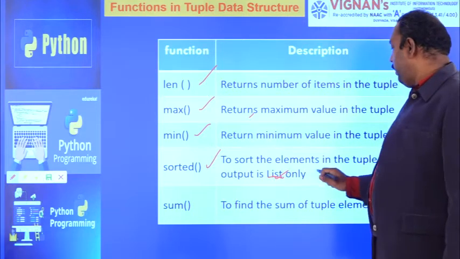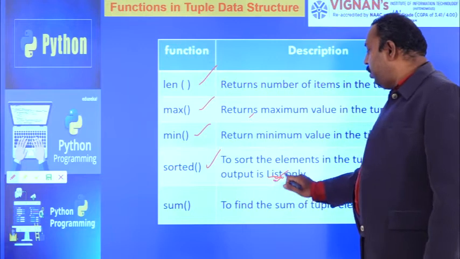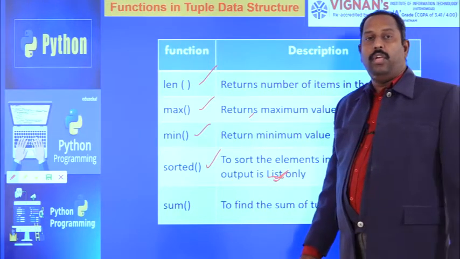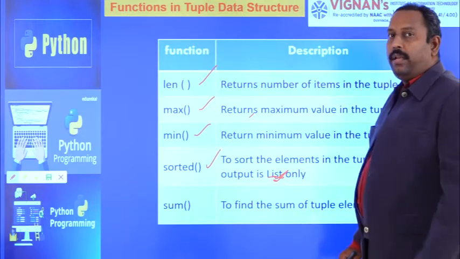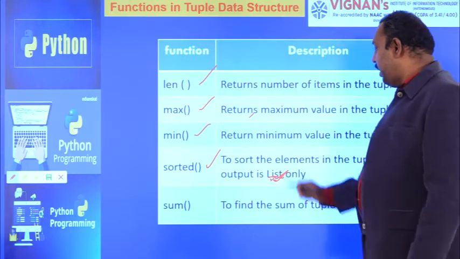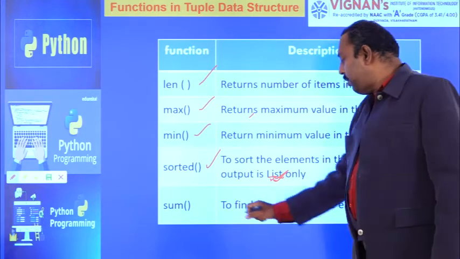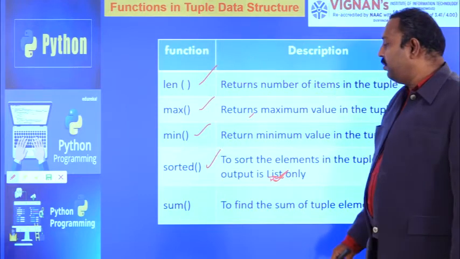Here, to sort the elements in the tuple, the output is a list only. You will get list data because this function always returns a list as output. And sum is to find the sum of the tuple elements. Suppose you want to find the sum, then you have to use the function sum.